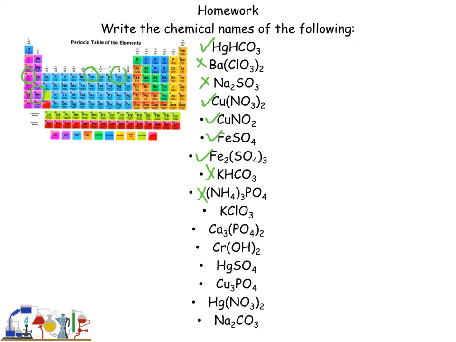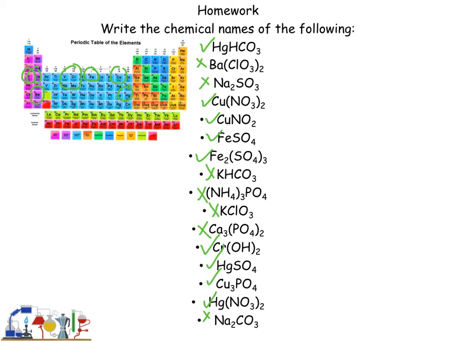We will not need stock notation for polyatomic ions, nor for potassium, which is in group 1, nor for calcium, which is in group 2. Nor will we need it for chromium, because chromium is in the transitions. We're going to need it for mercury because mercury is in the transitions. We're going to need it for copper because it's in the transitions. Mercury is in the transitions and sodium is not.